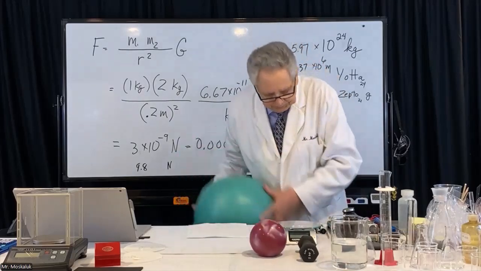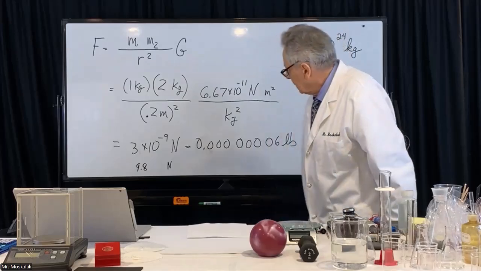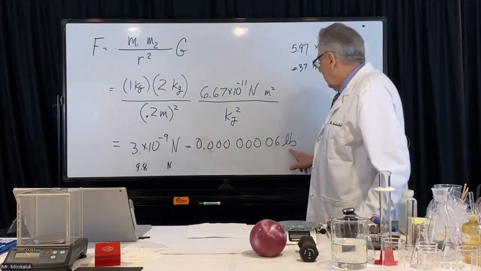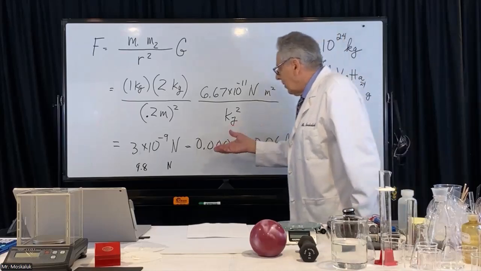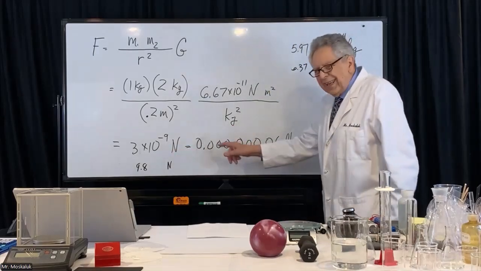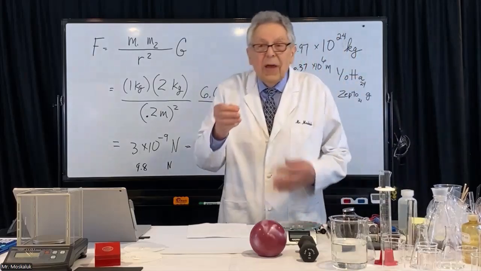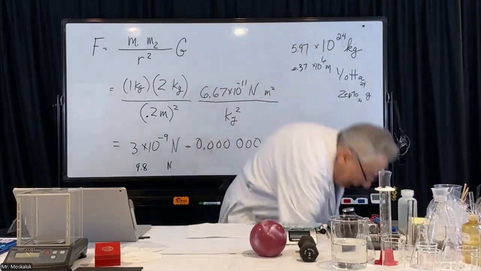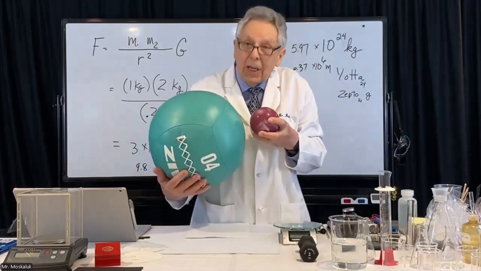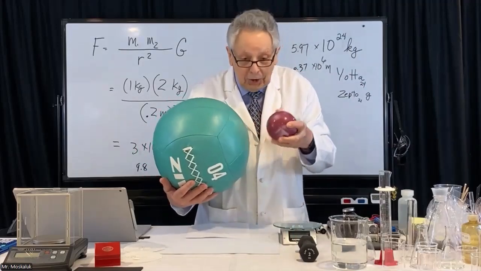Well, the answer is this many pounds. I can have it in newtons, this many newtons, and actually it's this many pounds of attraction. That's about the weight of a half a snowflake. So the attraction between these two is about a half a snowflake worth of attraction.